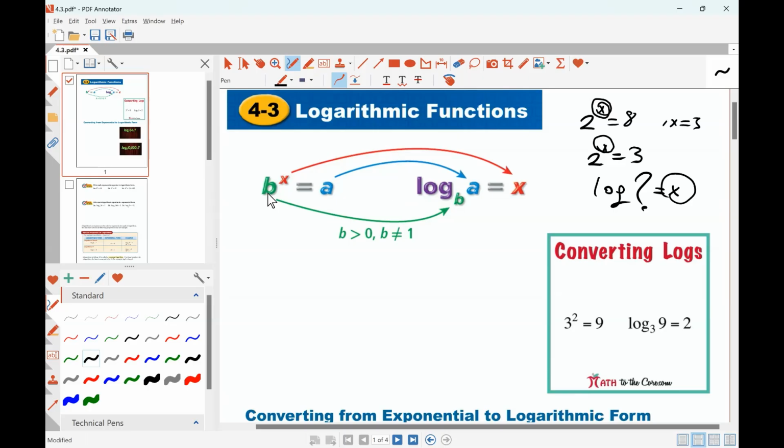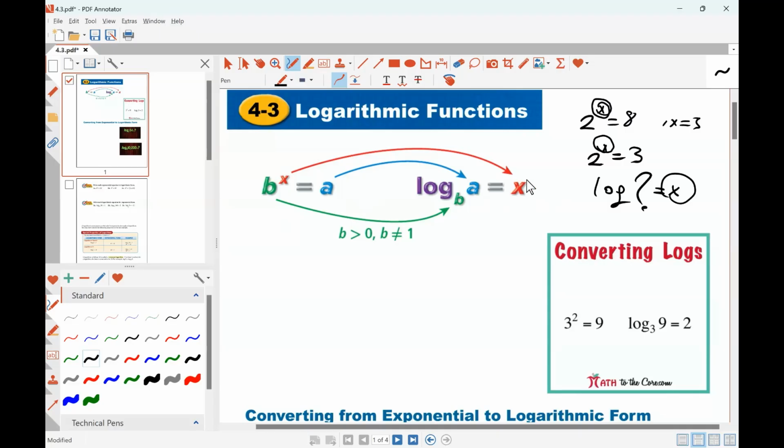So let's say our exponential equation is b to the x equals a. That's the basic form of exponential equations. B raised to power x equals a. In order to convert this exponential equation to logarithm, we are going to put x, the exponent, on one side of equation because log means exponent. So x is an exponent that I have to raise b to in order to get a.